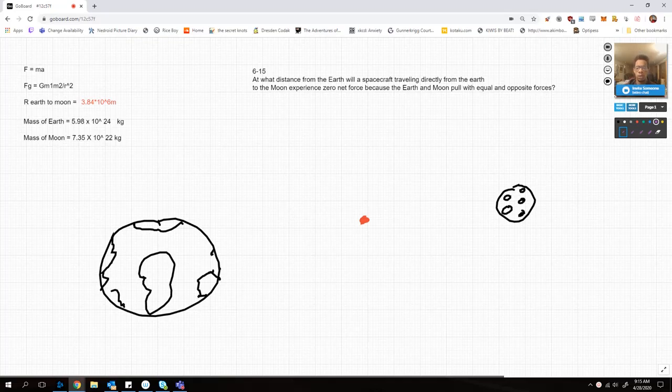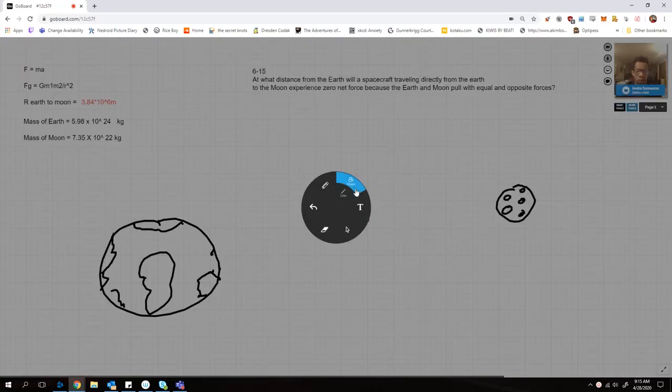So we're going to do one of these Newton's laws of universal gravitation problems in chapter 6, specifically number 15. And this one states, at what distance from the Earth will a spacecraft traveling directly from the Earth to the Moon experience zero net force because the Earth and Moon pull with equal and opposite forces?